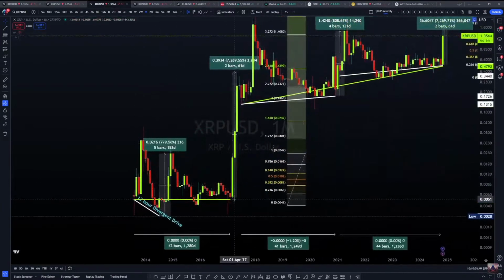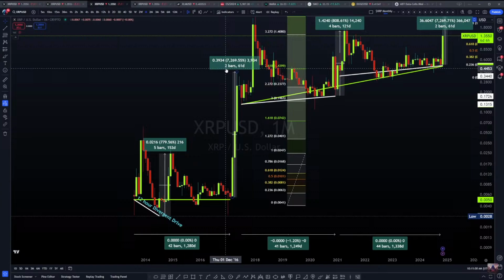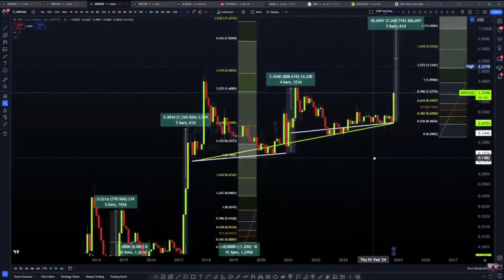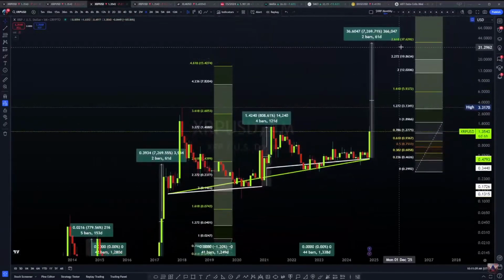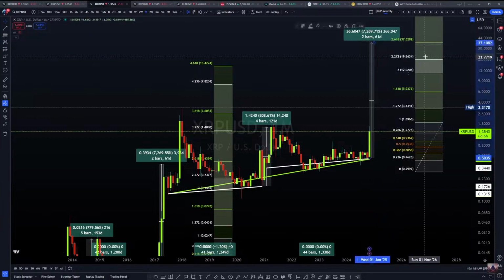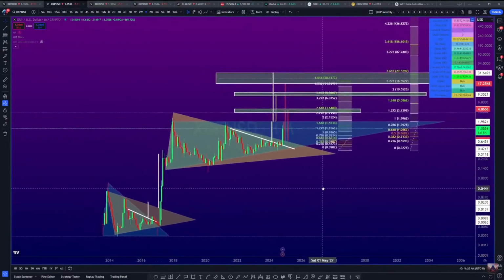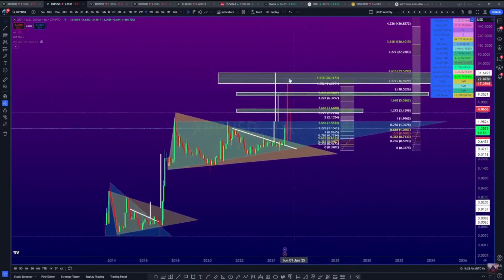So from the full phase, from that low, we have a jump of 7,269% to the upside. That shows us that the upside 7,269% leads us to what target? Wait a second. That's the 2.618 at $37. Hold on. Geometrics are leading us towards $31 psychologically.